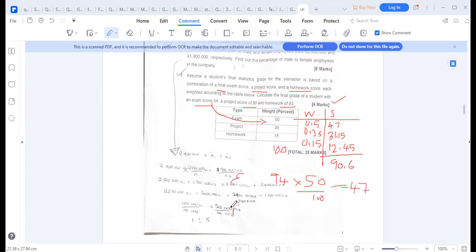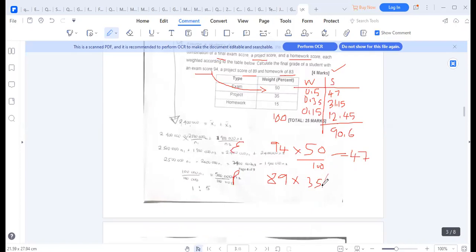The project, you got what? 89. So 89 times what? 85 over 100. Will give us what? Will give us that 1.15.